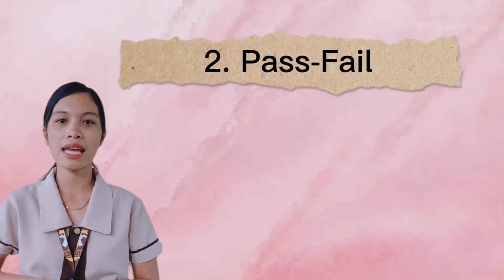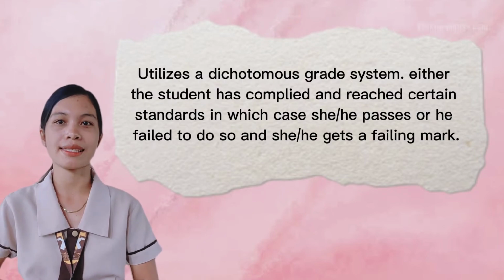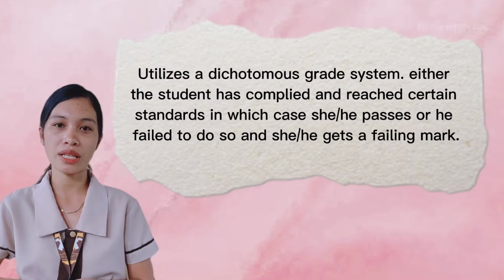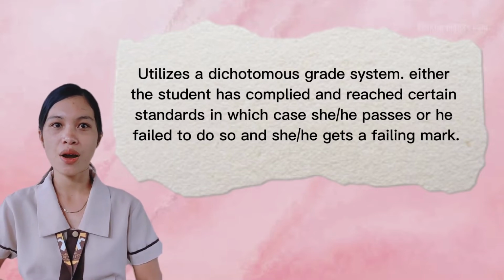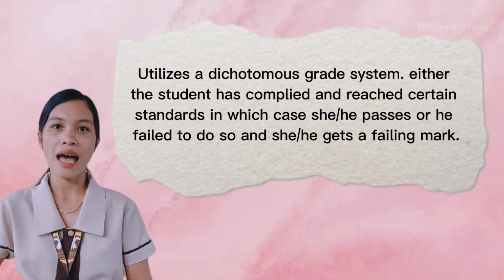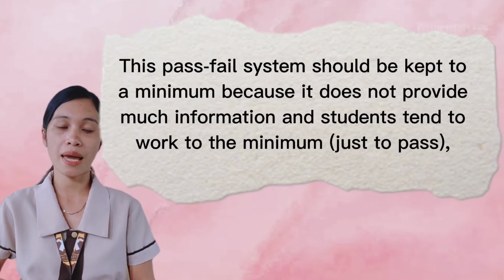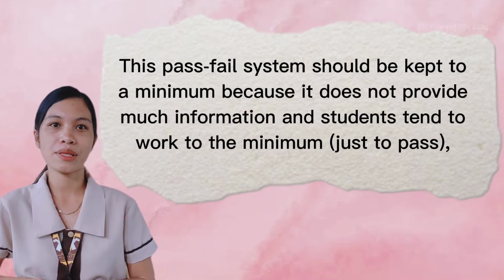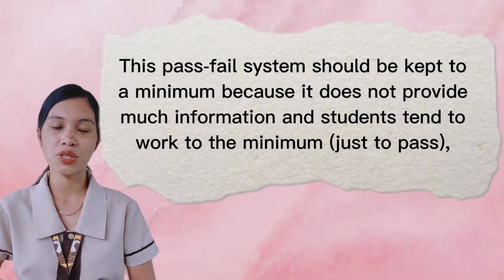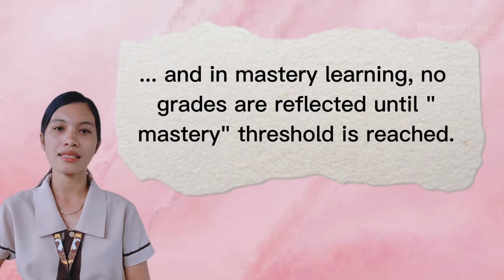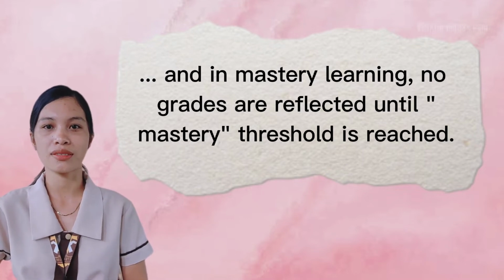The second type is pass-fail. Pass-fail utilizes a dichotomous grade system. Either the student has complied and reached certain standards, in which case she or he passes, or she or he failed to do so, and she or he gets a failing mark. This pass-fail system should be kept to a minimum because it does not provide much information and students tend to work to a minimum just to pass. And in mastery learning, no grades are reflected until the mastery threshold is reached.